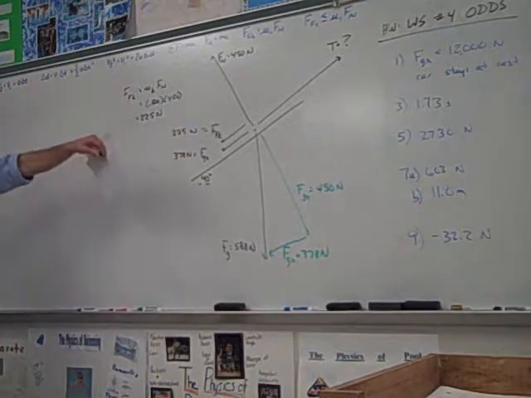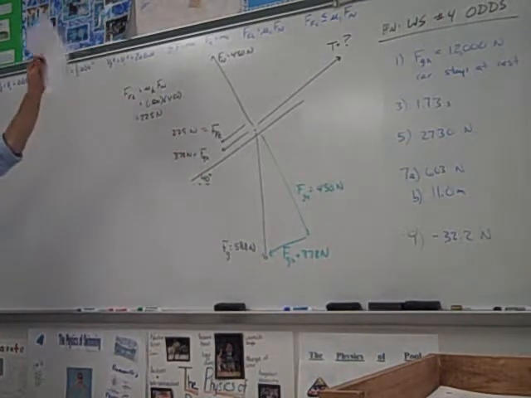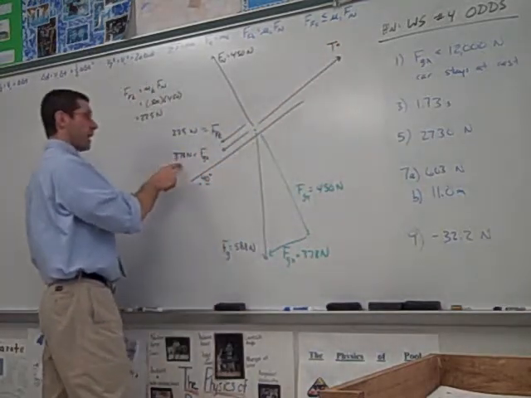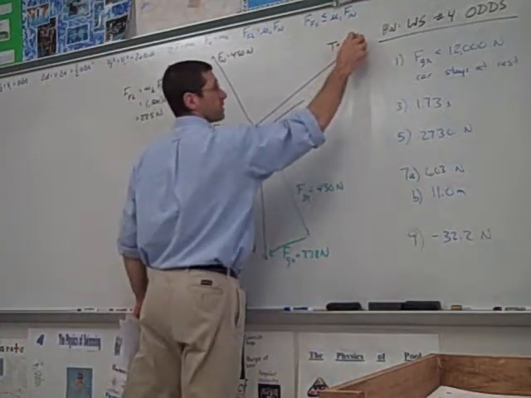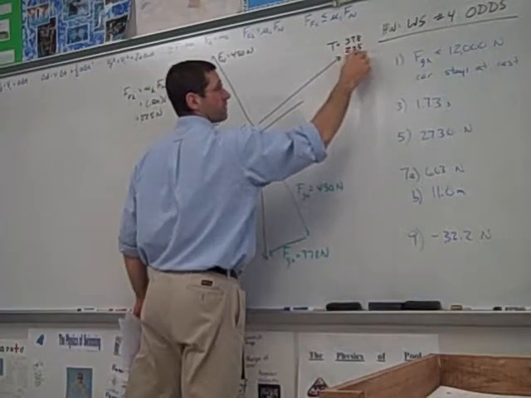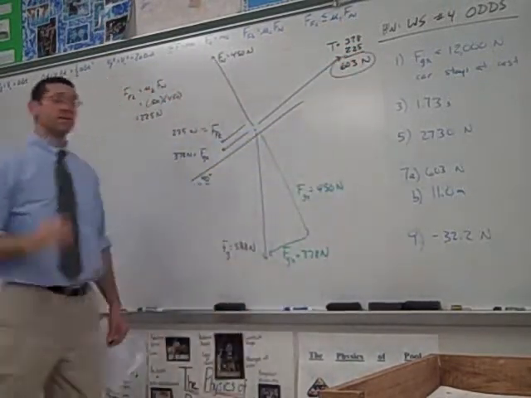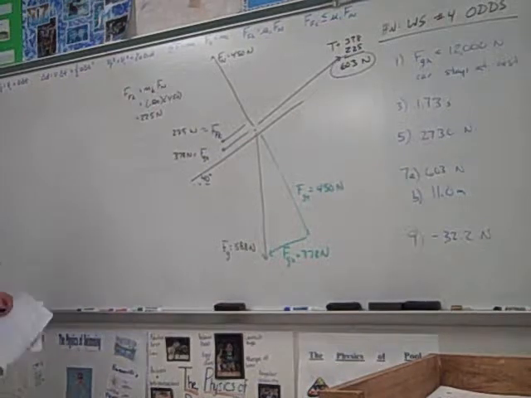Now the sum of those two is what you need for tension to move up at a constant speed. So to get the tension, we'll add 378 and 225. You get 603 newtons. So that's the tension needed for part A to move up at a constant speed.